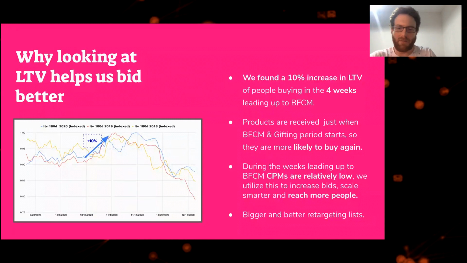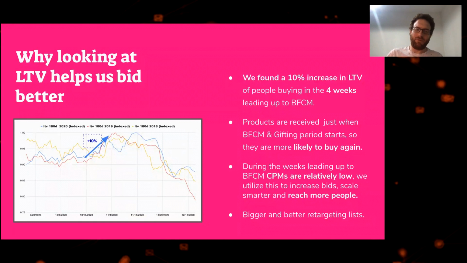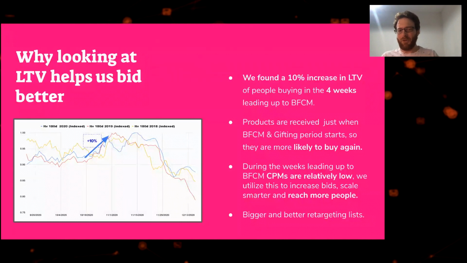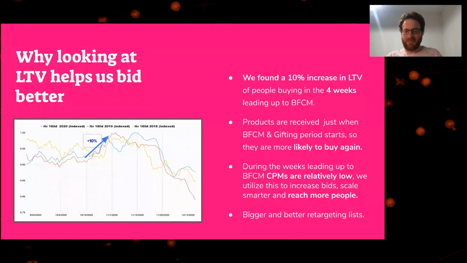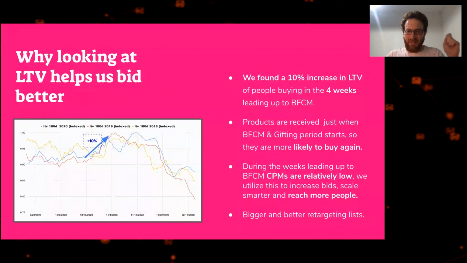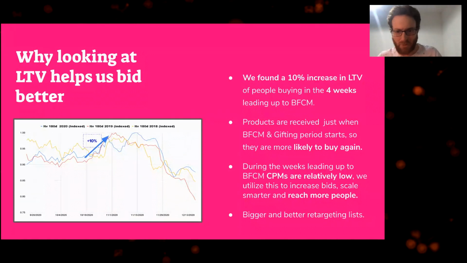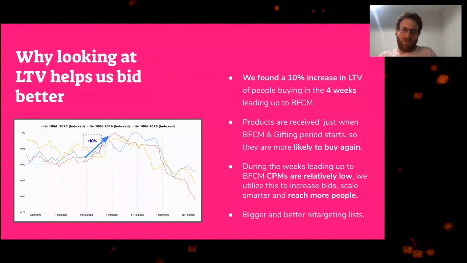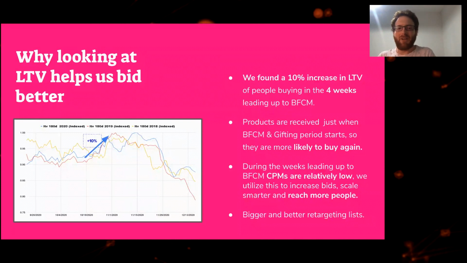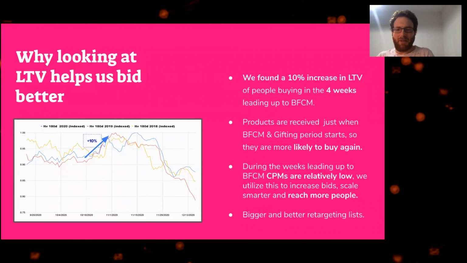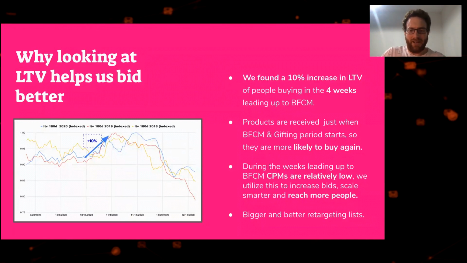And if you think about it, it kind of makes sense, because the people that are buying in the weeks leading to Black Friday, Cyber Monday, will get our product either on the days of sales or straight afterwards, when it's gifting season. There's no better way to be on top of mind of our customers than having our product arriving at their doorstep and having them unbox it for the first time. So we're arriving at a very good timing for them to purchase again, whether it's because of a great offer we have or as a gift. And we do that in the right timing. That's why these people are more likely to buy again.